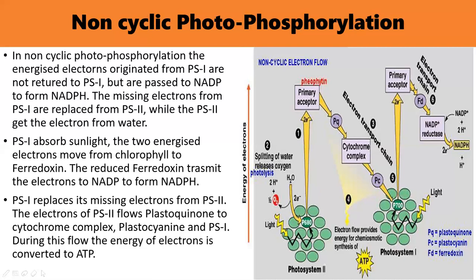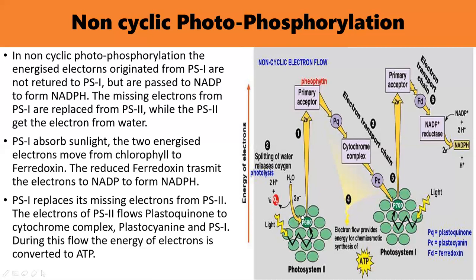When this photosystem lacks two electrons, why does it lack two electrons? Because these two electrons were transferred to the NADP to form NADPH. These two electrons did not return to photosystem 1. That's why there are two missing electrons. These missing two electrons are replaced by photosystem 2.